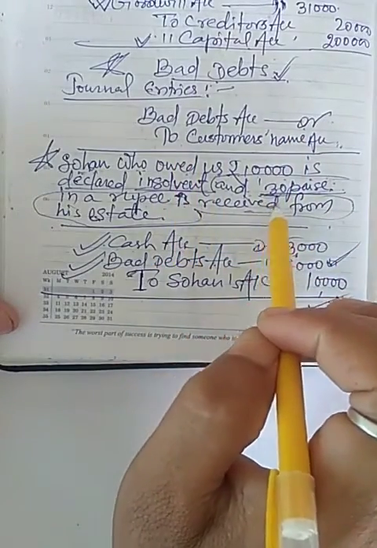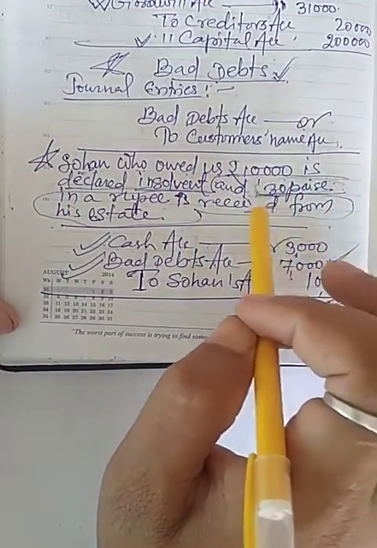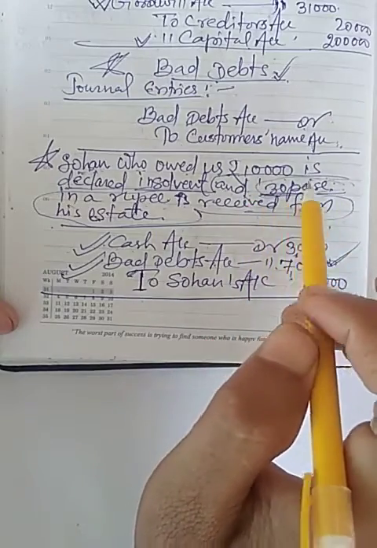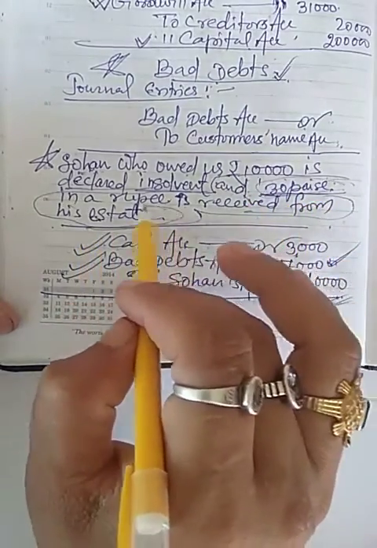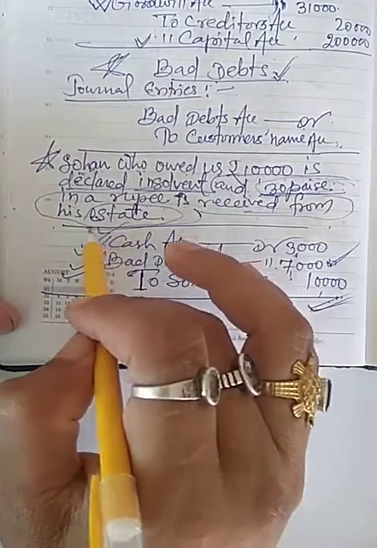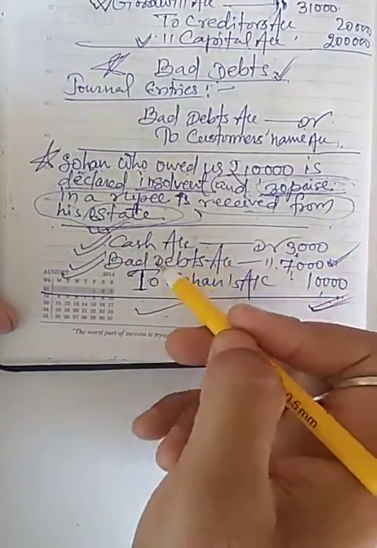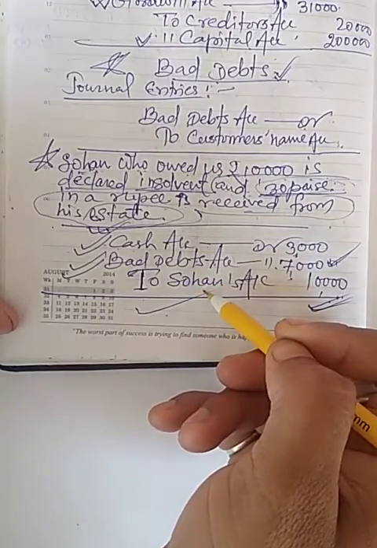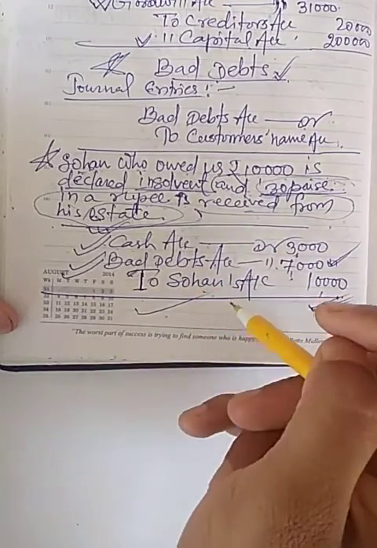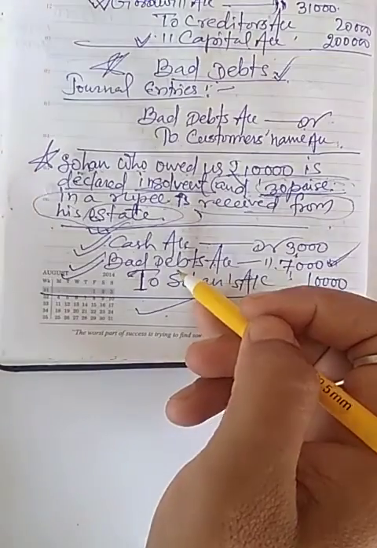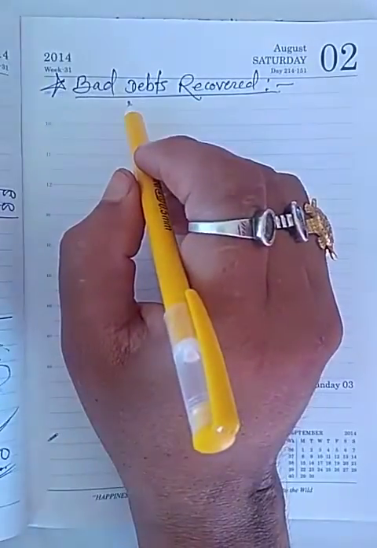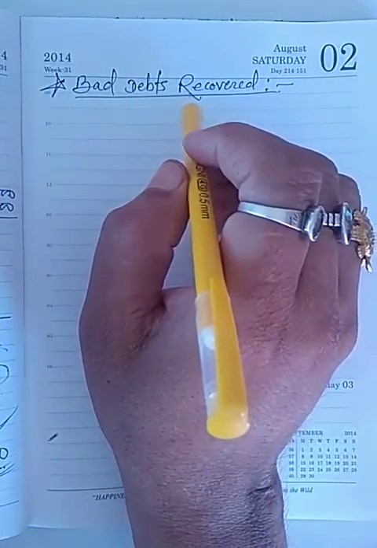But in this question, 30% amount is received from his estate. Estate means assets. So the journal entry will be cash account DR, bad debt account DR to Sohan's account. Now some other point: bad debt recovered.